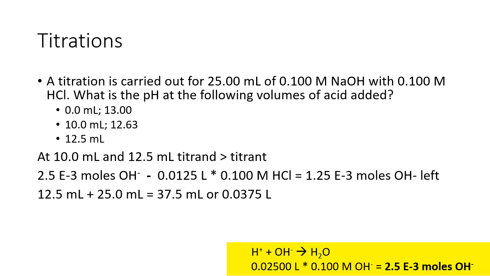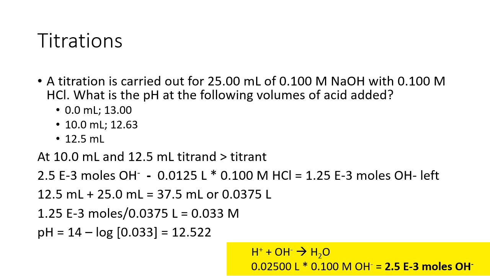So we have 1.25 times 10 to the negative third moles divided by 0.0375 liters to give us 0.033 molar OH minus. At this point, we plug it into the 14 minus log of 0.033, and we get a pH of 12.522. So we can see that our pH is quite steadily going down as we add acid, which is what we expect. At this point, let's try the things after the equivalence point.